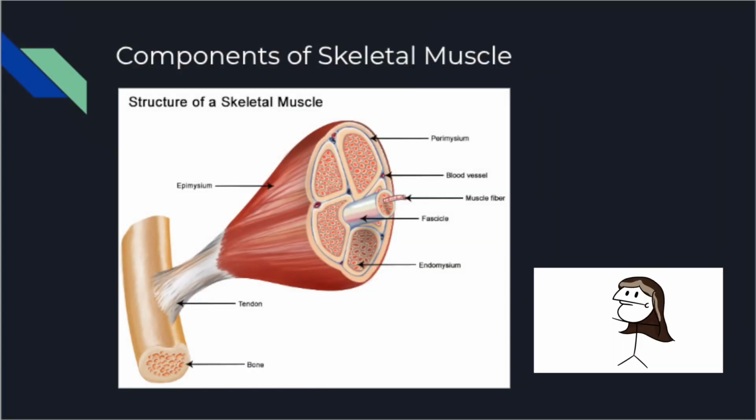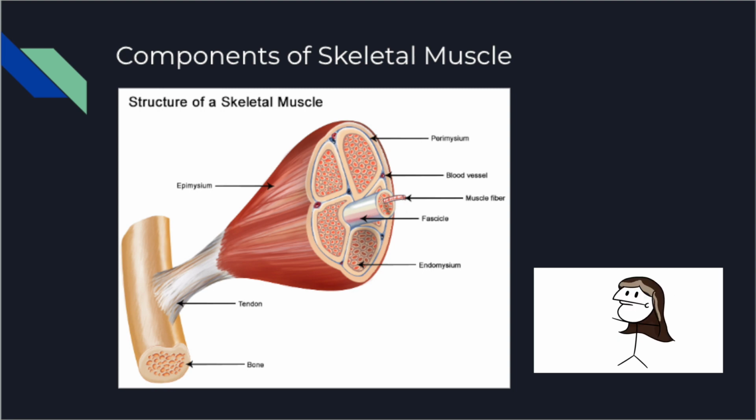We will first go over the components of skeletal muscle. Skeletal muscle is composed of muscular tissue, connective tissue, nerves, and blood vessels. The deepest of the connective layers would be the endomysium, which surrounds each individual muscle fiber. Next is the perimysium, which groups together muscle fibers in bundles called fascicles. The next layer, the epimysium, surrounds the muscle as a whole.